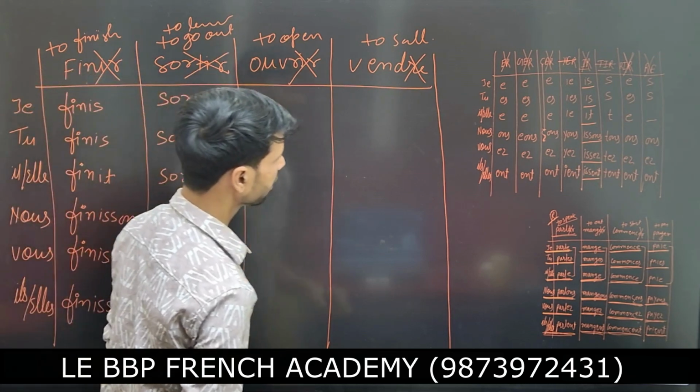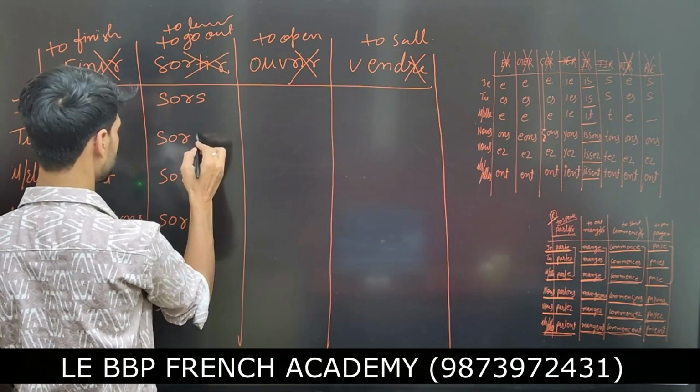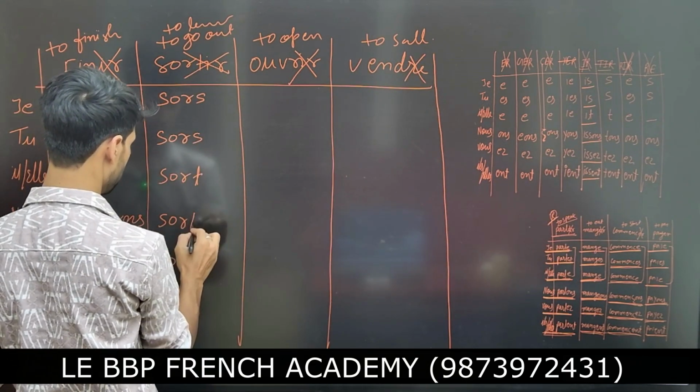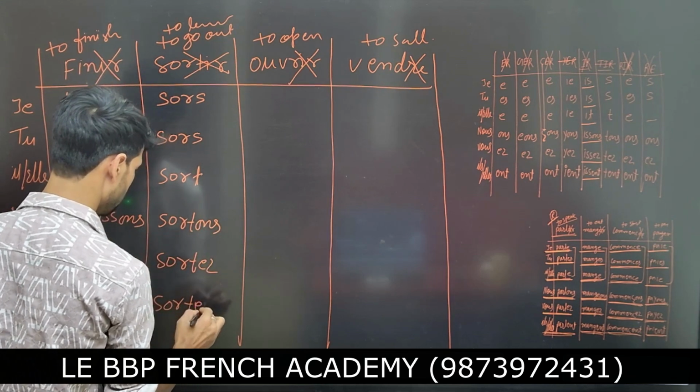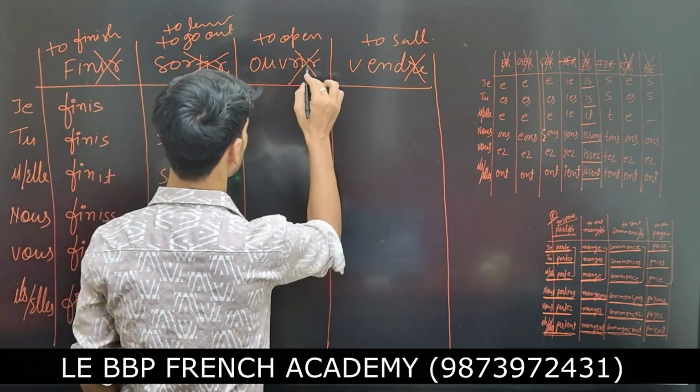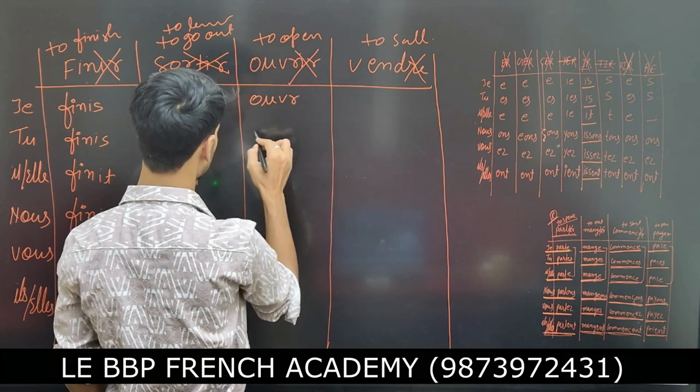And what is the ending? Like s, s, t, tons, tez, tent. Then s, s, t, tons, tez, and tent. Ouvrir, like IR cut, then OUVR, right.